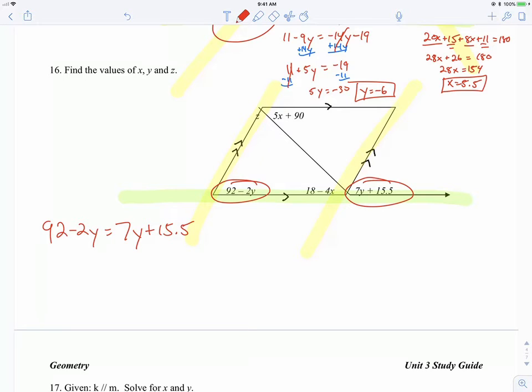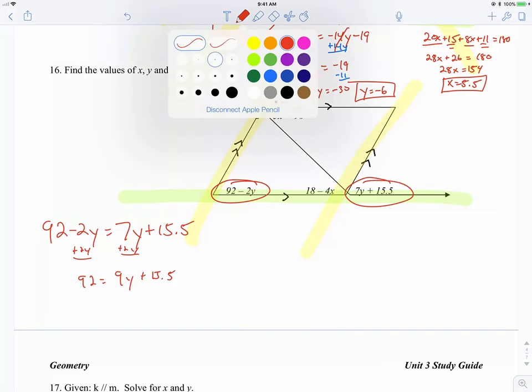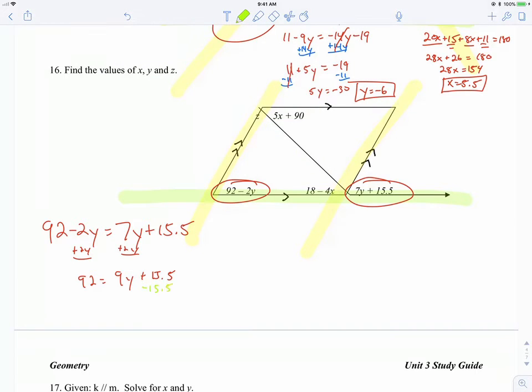That equation has only one variable, so we can solve it. So I'm going to add 2y to both sides. So I get 92 equals 9y plus 15.5. Now I'm going to subtract 15.5 off both sides. And we get 9y equals, let's see, 92 minus 15.5, 76.5. Divide both sides by 9 and get y equals 8.5.